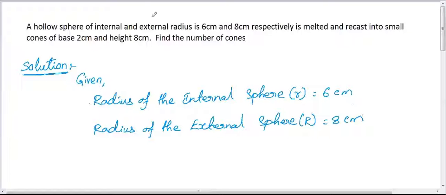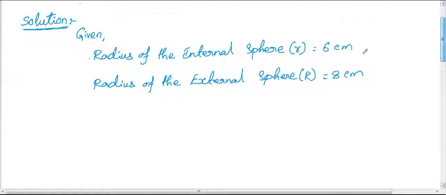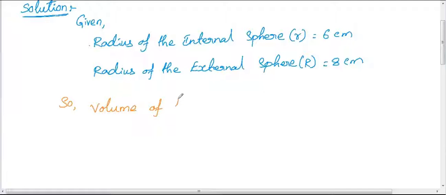Now find the volume of the sphere. Because we are supposed to find the total number of cones here, for that we need to find the volume of the sphere and then the volume of the cone, and then divide both volumes to get the number of cones. So the volume of the hollow sphere is 4 by 3 pi into capital R cube minus small r cube.